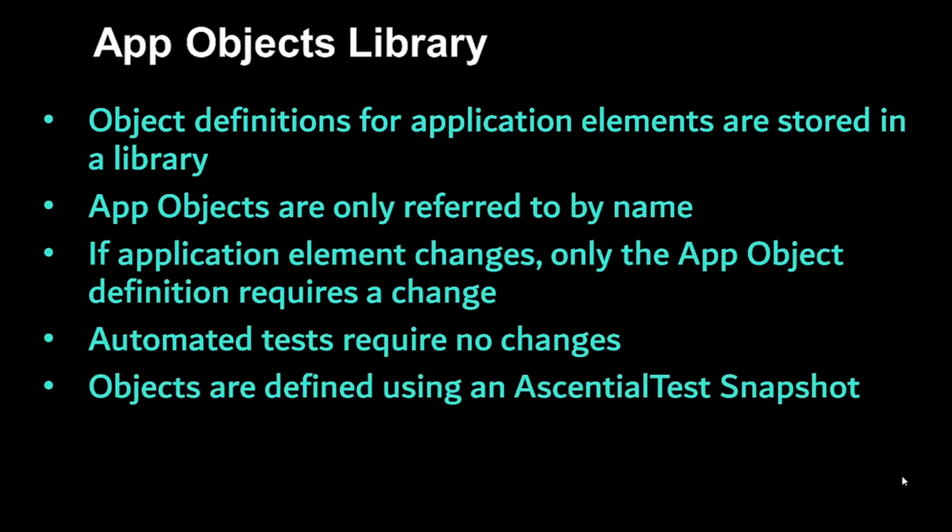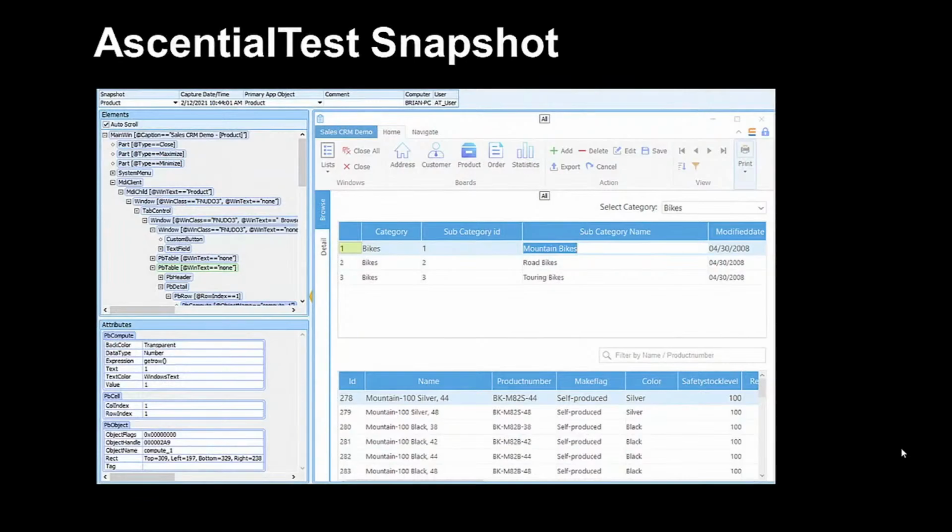Now, objects are defined using something called an AscentialTest snapshot. Let's take a look at a snapshot now. A snapshot is made up of 3 different components: the application image, and as you'll see in a little while when we look at this application, in fact most of you are probably familiar with it because it is the sales demo application that PowerBuilder provides for training purposes. So here we have a snapshot. This isn't the real application that we're looking at, it's a snapshot, and you can see we've even painted these all buttons on here, which I'll talk about a little bit later.